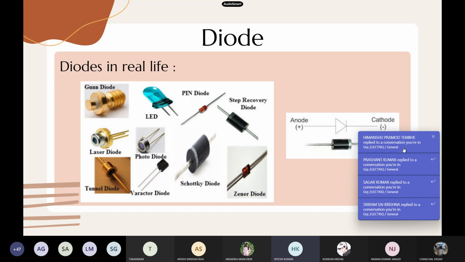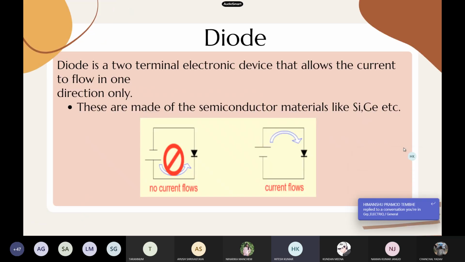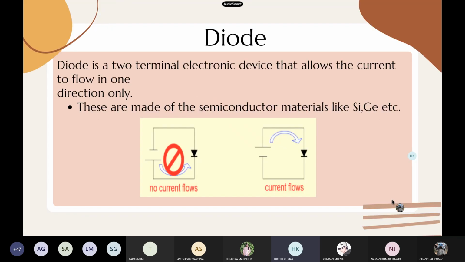Yes, we can. The answer is yes. We can make an inductor at home by winding a copper wire. So now our inductor part is over. Now come to our next component, that is diode.